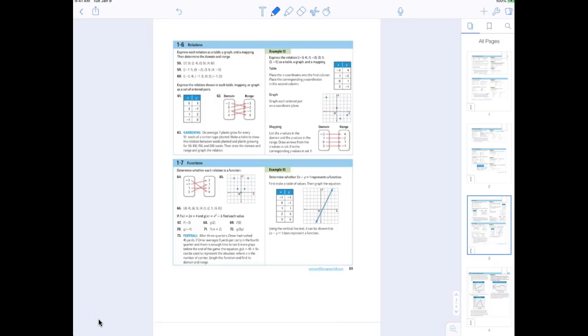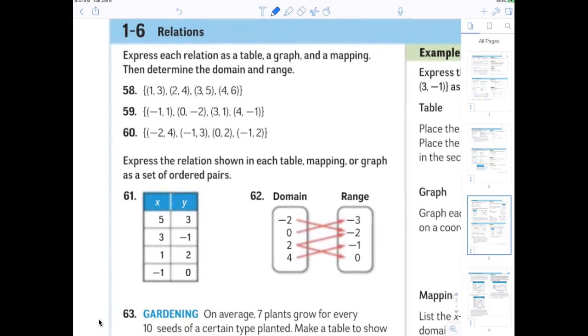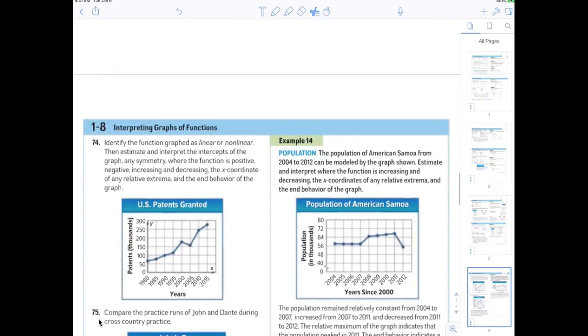All right. Now, this is kind of some of the stuff from the IXL that you did over the summer. So let's see if you remember any of that. Express the relation as a table, a graph, and a mapping. Then determine the domain and range. So what I did on the test is, we'll do 58 all 3 ways, just so I can show you how simple. And we'll do 59 because that's the one you did. All right. And then hopefully you'll go, wow, that's just super easy. All right. So here we go.